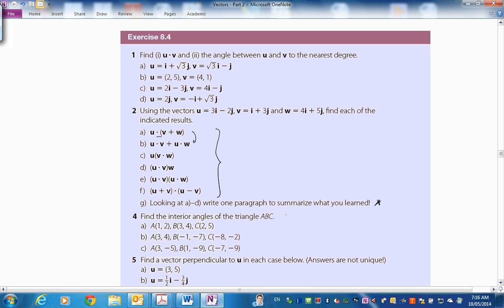Okay, finding the interior angles of triangle ABC. Have to be careful about the direction here. So if you want angle A, it's got to be using AB going that way out and AC going that way out from A to get that inside angle. So be careful with your direction of your vectors there. This is also in the course, working with simple geometric figures here. Okay, so have a look at those.